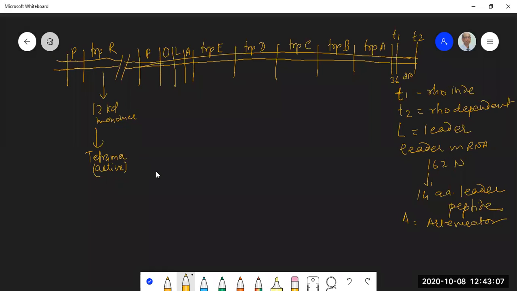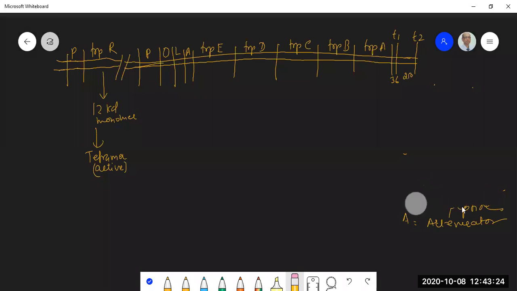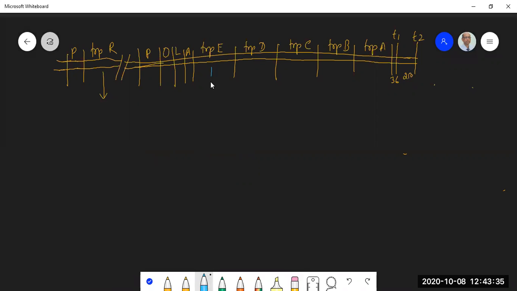Now let us see this TRPE. It codes for a polypeptide, and these two polypeptides form an enzyme called anthranilate synthetase.